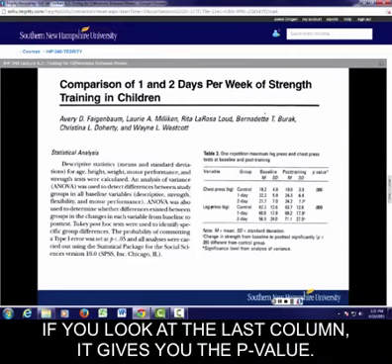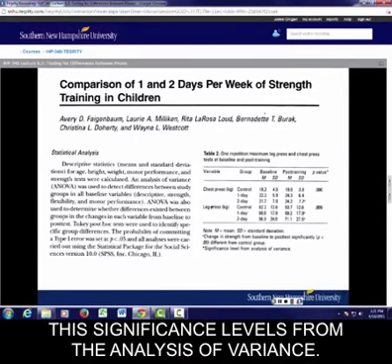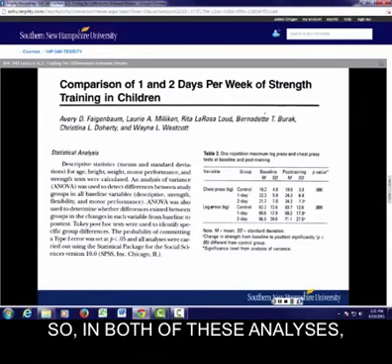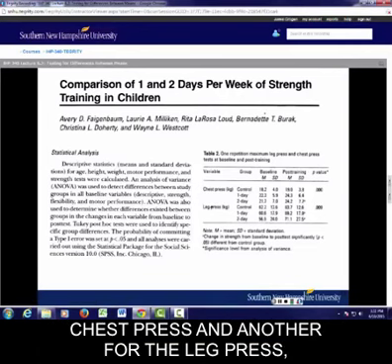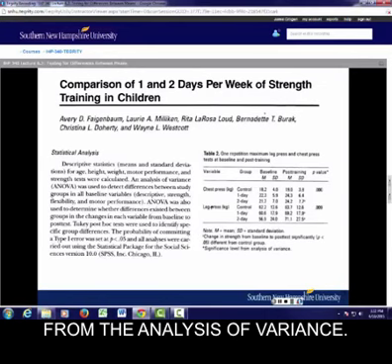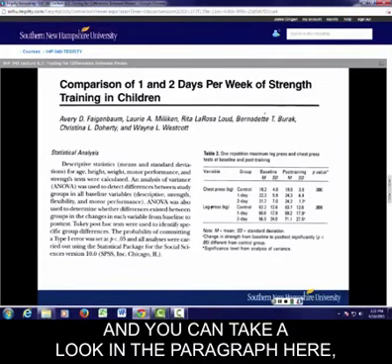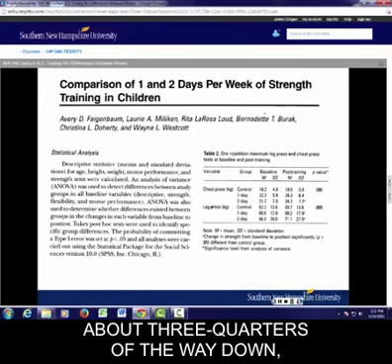If you look at the last column, it gives you the p-value. There's a star right next to the p-value, and it says this significance level is from the analysis of variance. So in both of these analyses, chest press and another for leg press, there was statistical significance in both of these from the analysis of variance. But then they had to do a post hoc test, and you can take a look in the paragraph here, about 3/4 of the way down.